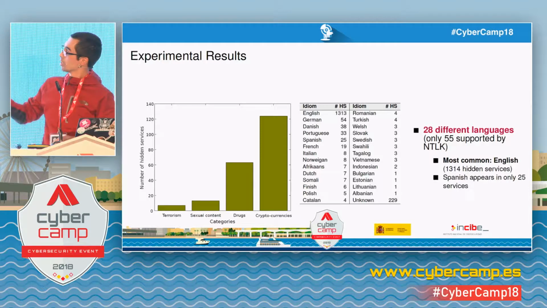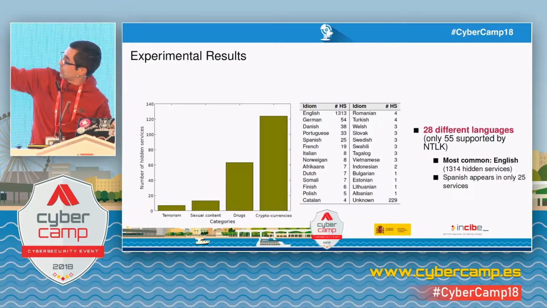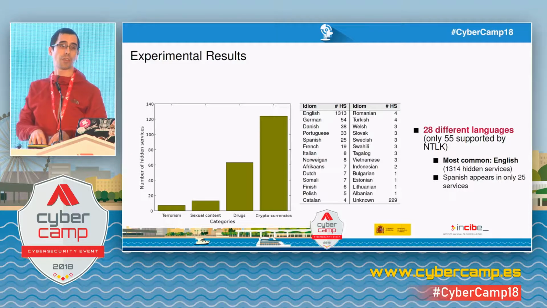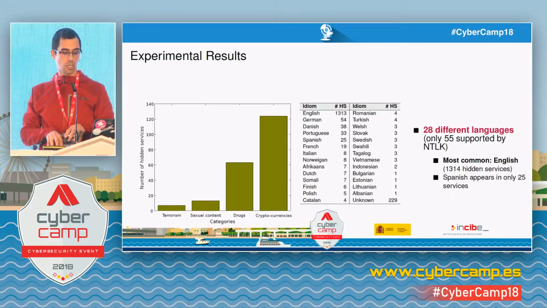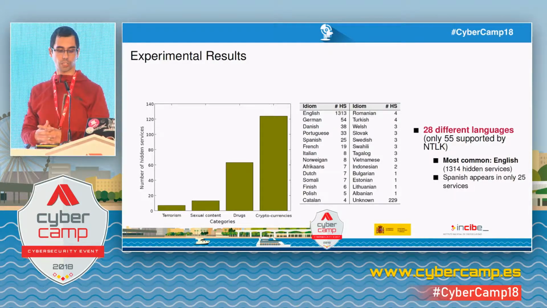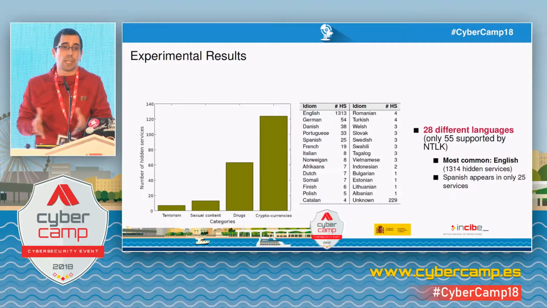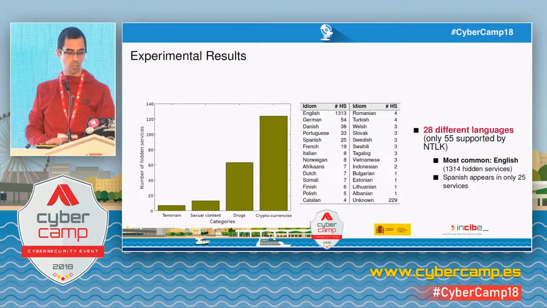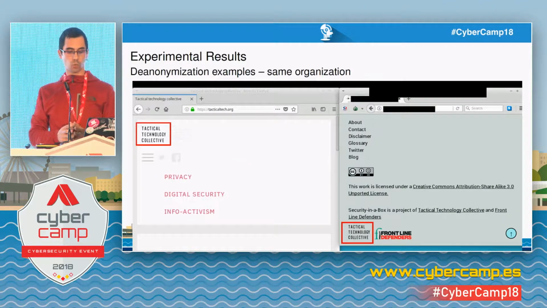So regarding classification of content, these are the results. This is a list of sites per category: cryptocurrency, drugs, sexual content, and the lowest one being terrorism. Regarding the languages where we had indexes, we also tried to make a list of hidden services. The problem is that there are only 55 supported by NLTK, and we have detected 28 different languages, the most common one being English. Spanish appears in only 25 hidden services.